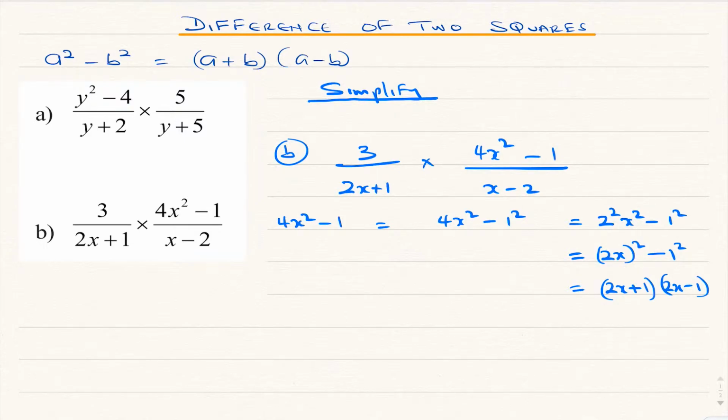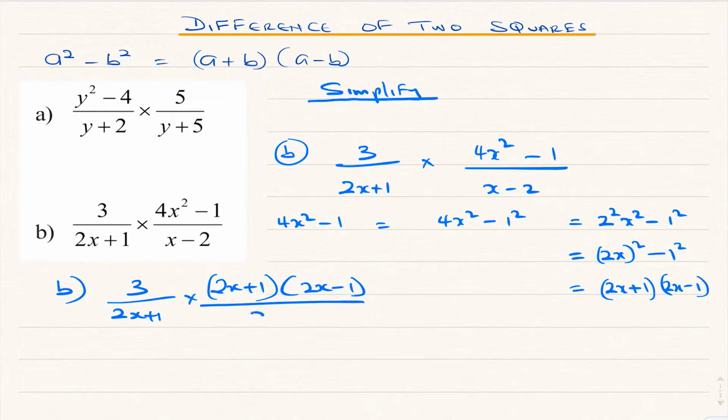So solving question B, that will be 3 over 2x plus 1 times 2x plus 1, 2x minus 1 over x minus 2. 2x plus 1 cancel that, top and bottom, and then I get 3 into bracket 2x minus 1 over x minus 2. And that's the answer.